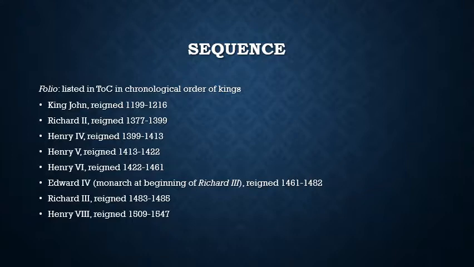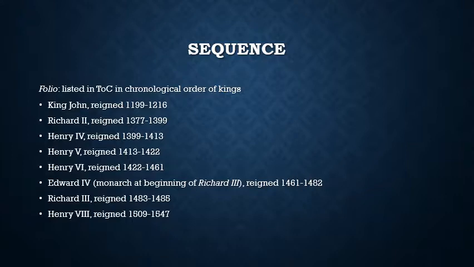Richard II has a play about him, the two Henry IV plays, the Henry V play, three plays on Henry VI. Edward IV is the monarch at the beginning of Richard III. There isn't a play about him, but he's the monarch in between Henry VI and Richard III. And then we have, of course, the play Richard III.